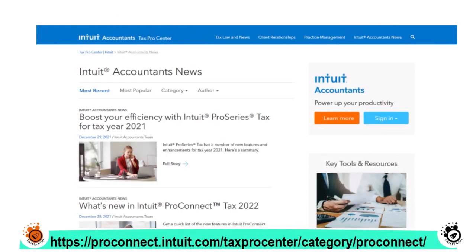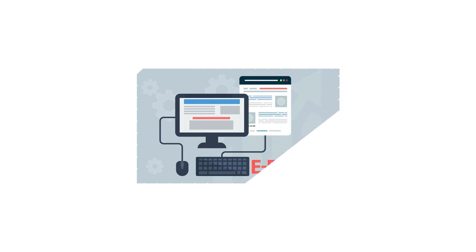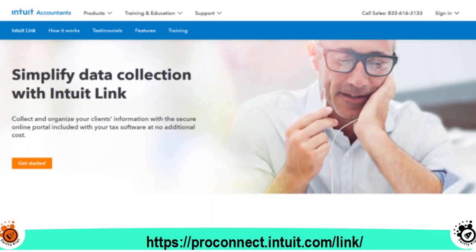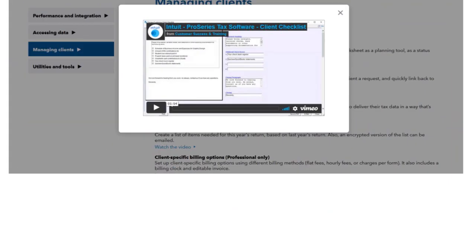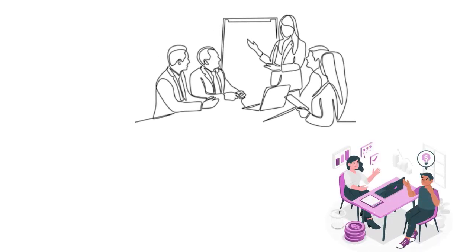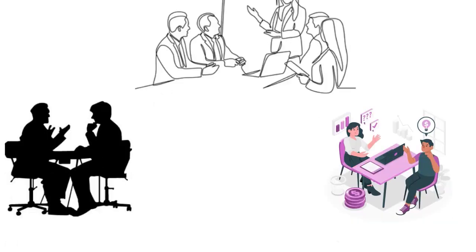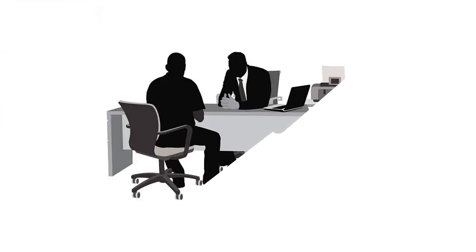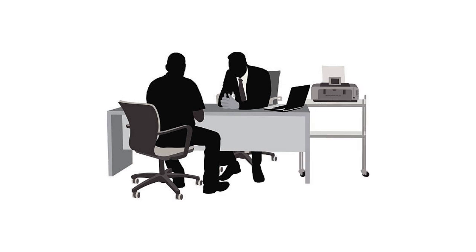And in terms of growth, you have, again, a constellation of platforms and products and modules that help you grow. For example, you have the e-file status. You can manage clients through the e-file status, the client status, the missing client data, the Intuit Link, the client checklist, the client presentation, the client advisor, the tax planner. You also have access to utilities and tools that help you grow your business. You have hosting for ProSeries. You have the tax scheduler, and you have other online products and other online resources.